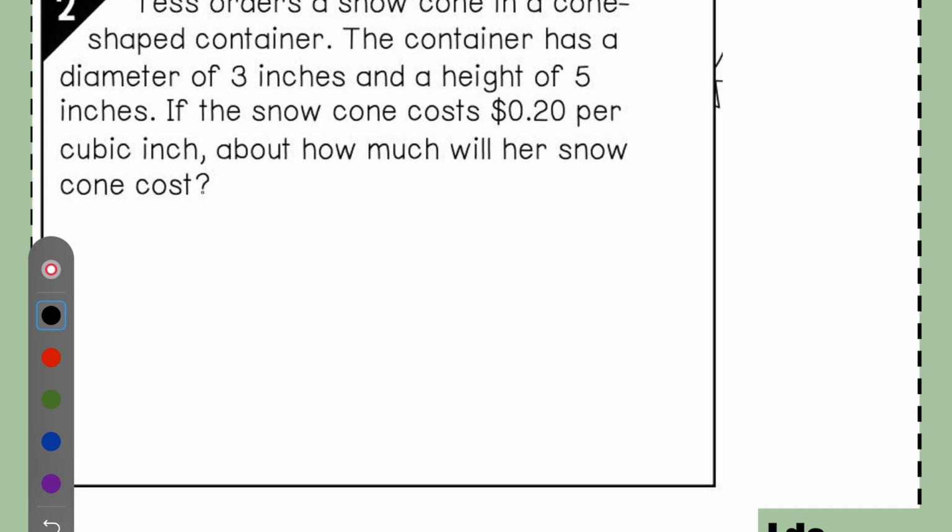All right. Tess orders a snow cone in a cone-shaped container. The container has a diameter of 3 inches and a height of 5 inches. If snow costs 20 cents per cubic inch, how much will her snow cone cost?